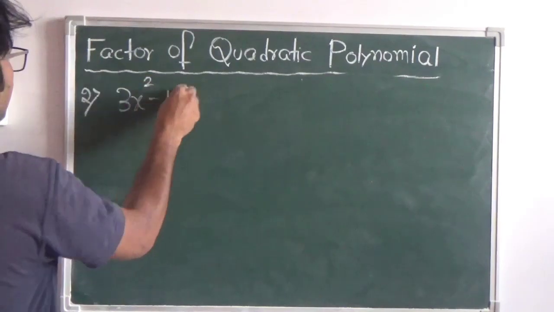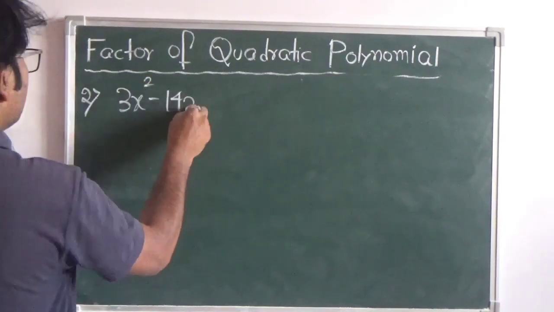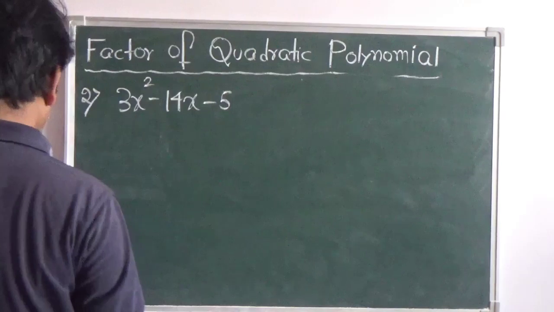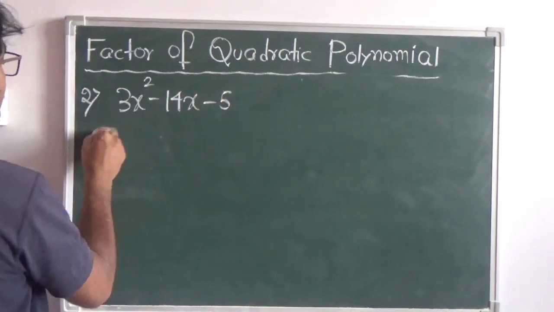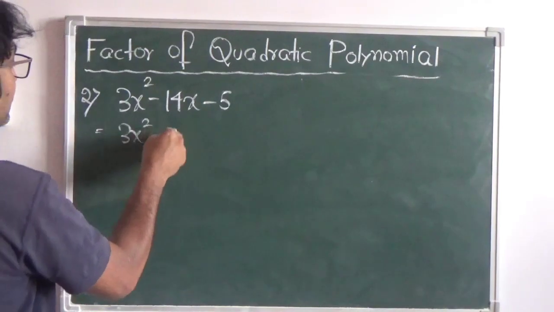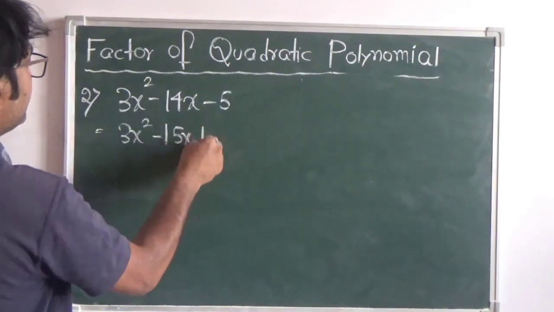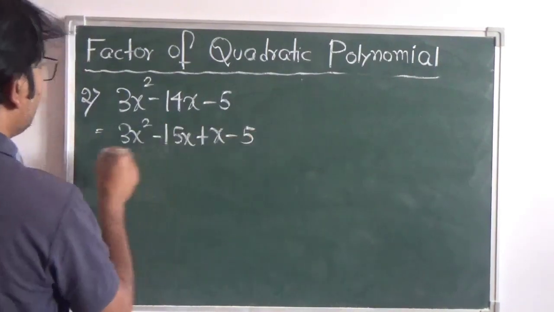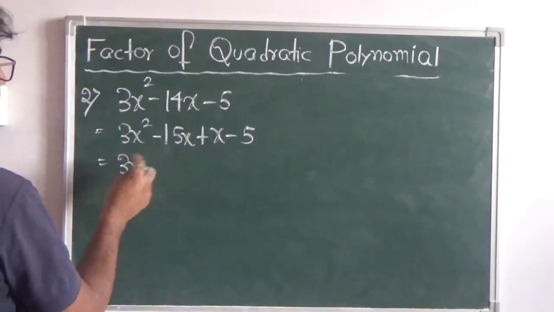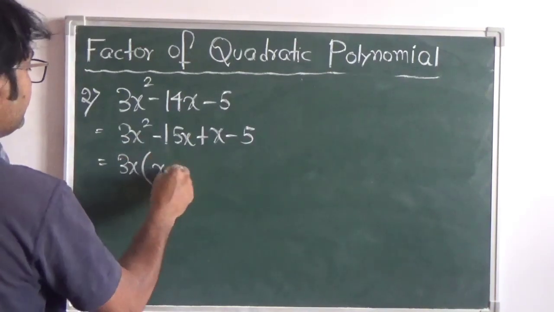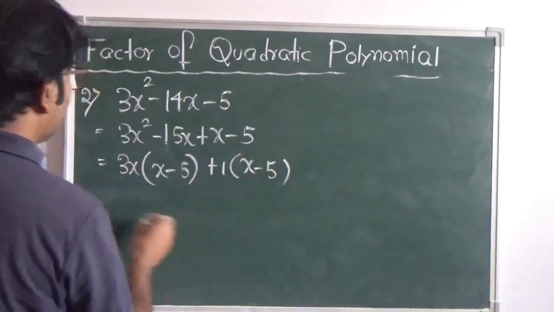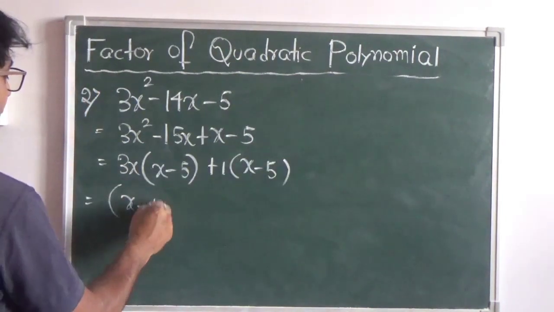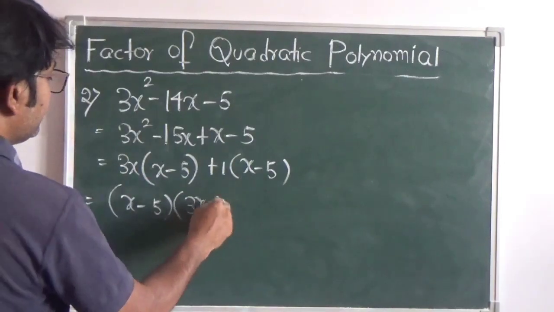3x square minus 14x minus 5. So it is minus 15. So you can write it as 3x square minus 15x plus x minus 5. So you have 3x, we take common, you have x minus 5, plus 1 common, so it is x minus 5. So if you take x minus 5 common, you have 3x plus 1.